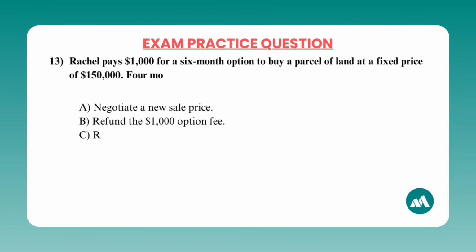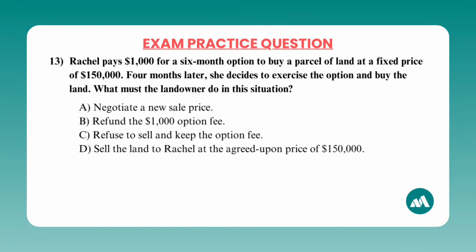Number 13. Rachel pays $1,000 for a 6-month option to buy a parcel of land at a fixed price of $150,000. 4 months later, she decides to exercise the option and buy the land. What must the landowner do in this situation? Is it A, negotiate a new sale price? B, refund the $1,000 option fee? C, refuse to sell and keep the option fee? Or D, sell the land to Rachel at the agreed upon price of $150,000?